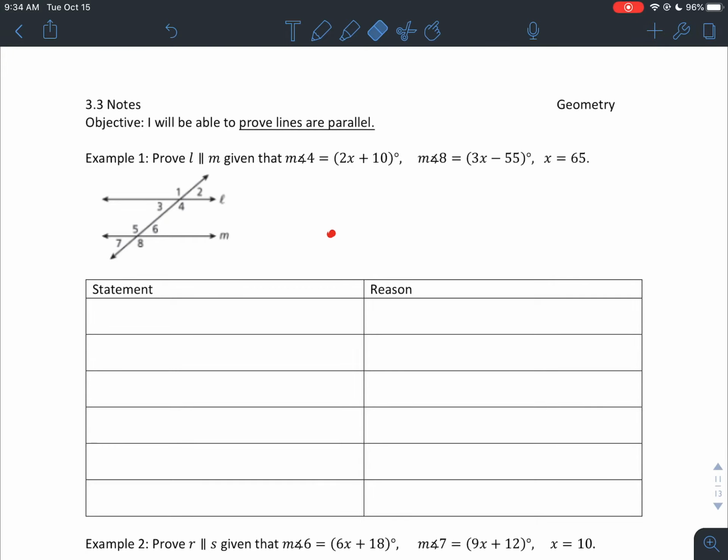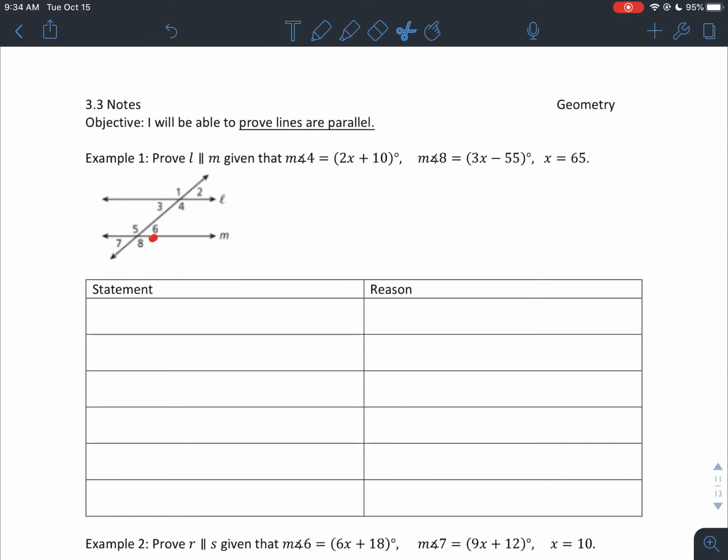Okay, now I'm on 3.3 notes, and in 3.3 notes, I'm going to be doing proofs. So example 1 says, prove that L and M are parallel. That's what that symbol means. It looks like an 11. It means prove that this line and this line are parallel.